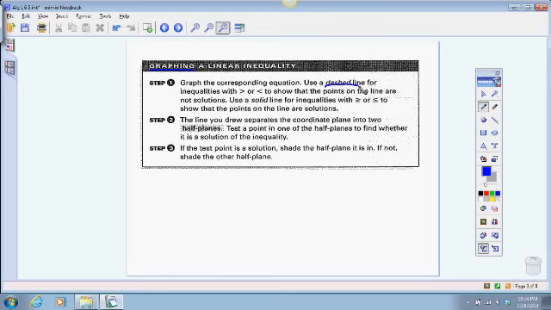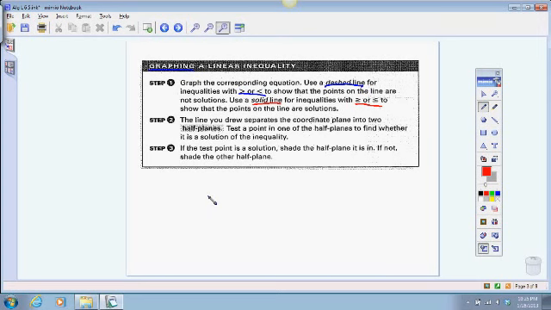You're going to use a dashed line if it's greater than or less than. You're going to use a solid line if it's greater than or equal to or less than or equal to. After you graph your line with either dashed or solid, then you're going to test a point in one of the half planes. Half plane means when you draw your line, you're breaking your coordinate plane into two halves. You're going to test a point to figure out which side makes the inequality true, and then you're going to shade one side or the other.